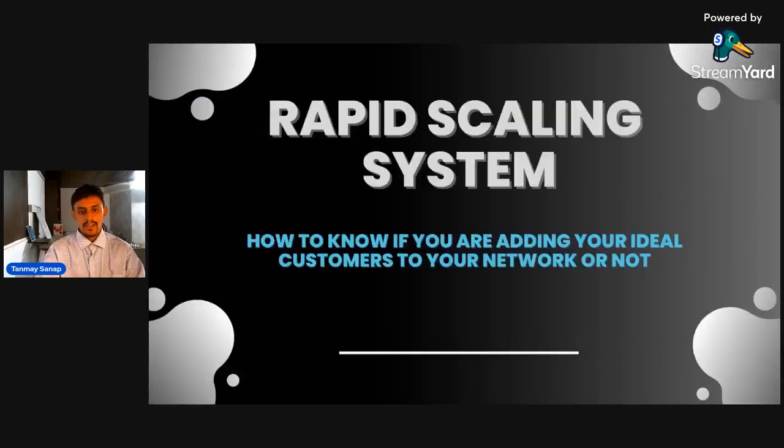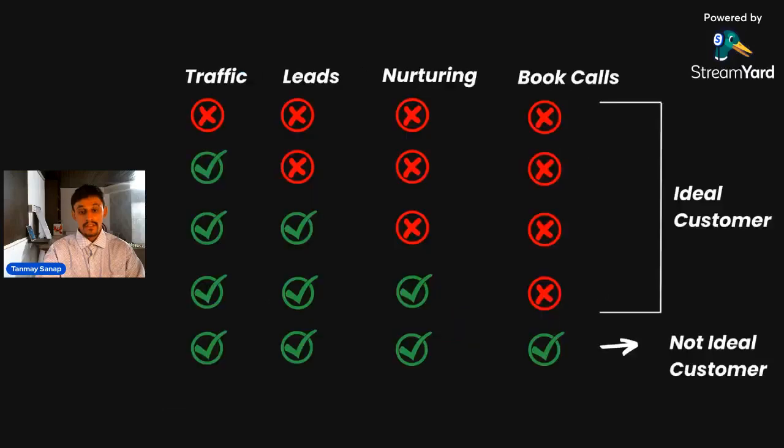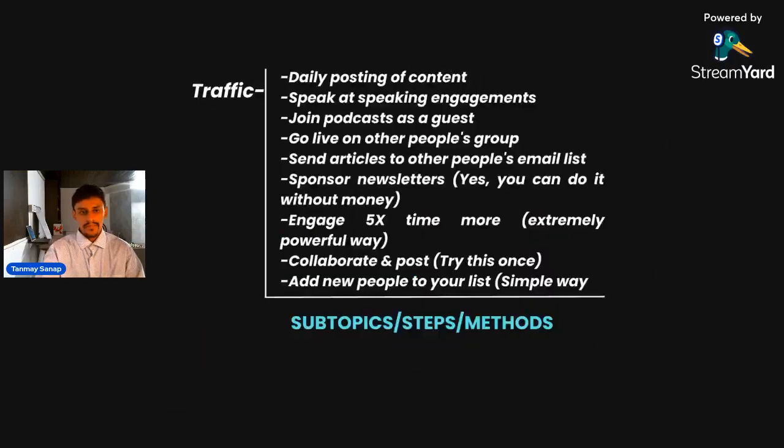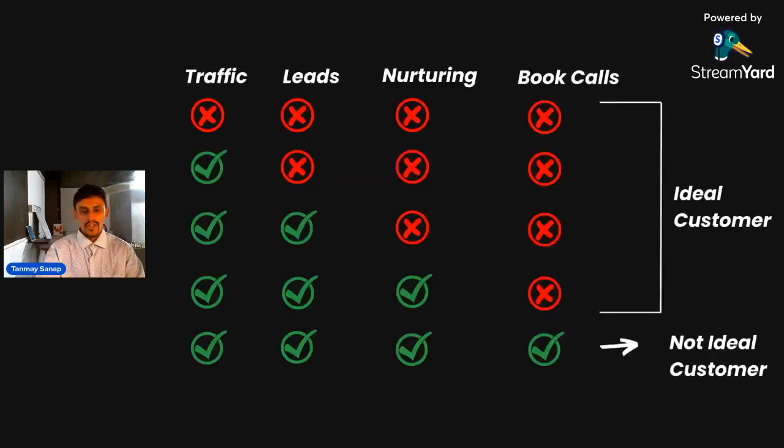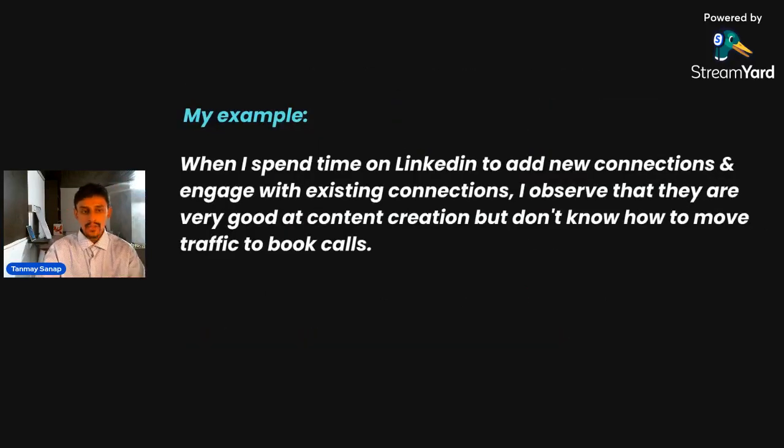That means they are here in the area of traffic. They know how to generate traffic, daily posting of content. They are very good at content creation. They are very good at engagement as well. So when I spend time on LinkedIn to add new connections and engage with my existing connections, I see if they are good or not at which area: traffic, leads, nurturing, or booking calls.